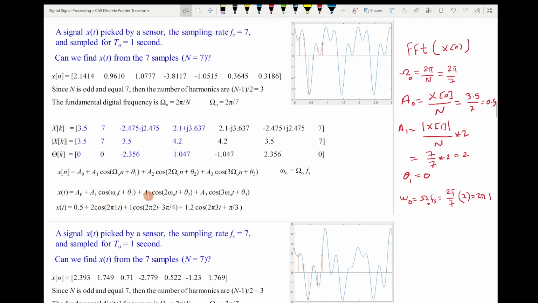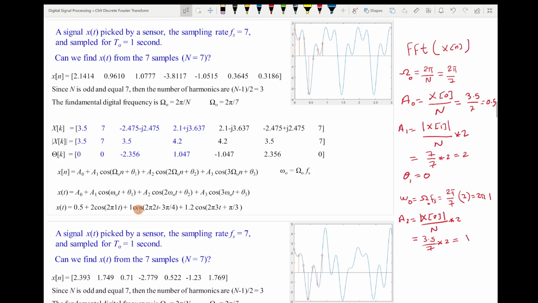Let's do one more calculation of the second harmonic, the discrete or the continuous. Well, this is the second harmonic. The magnitude is 3.5. So A2 then will be, the magnitude is 3.5, so A2 is 1.